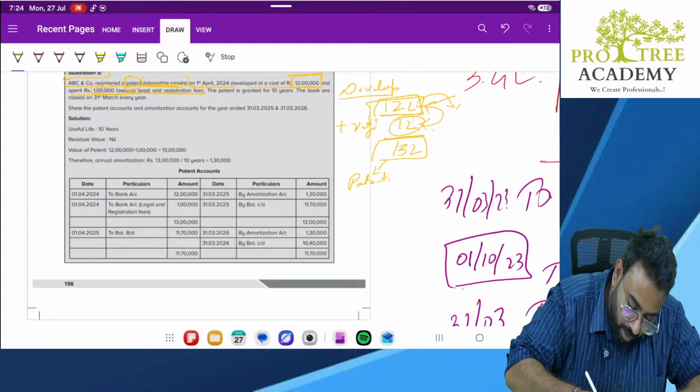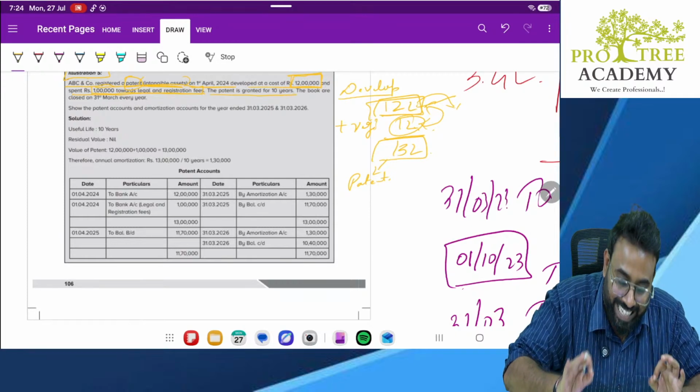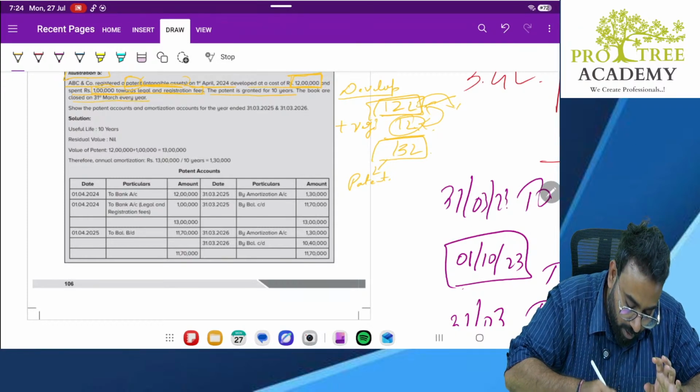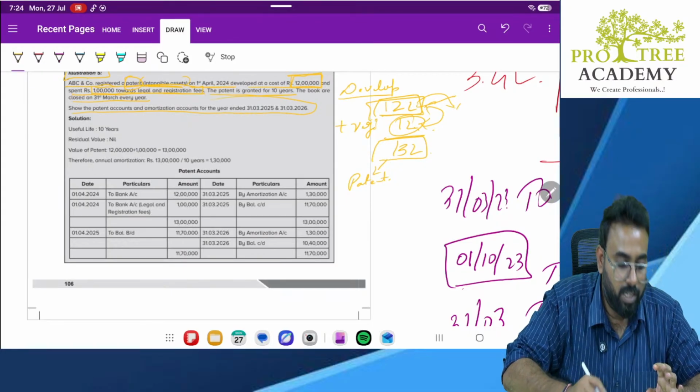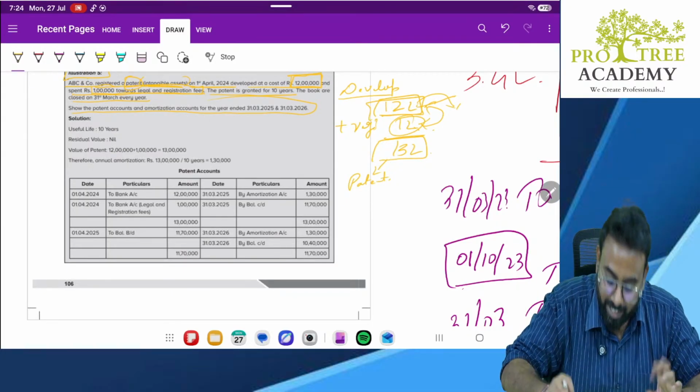The patent is granted for 10 years. The books are closed on 31st March every year. Show the patent account and the amortization account. I have already told you very clearly.